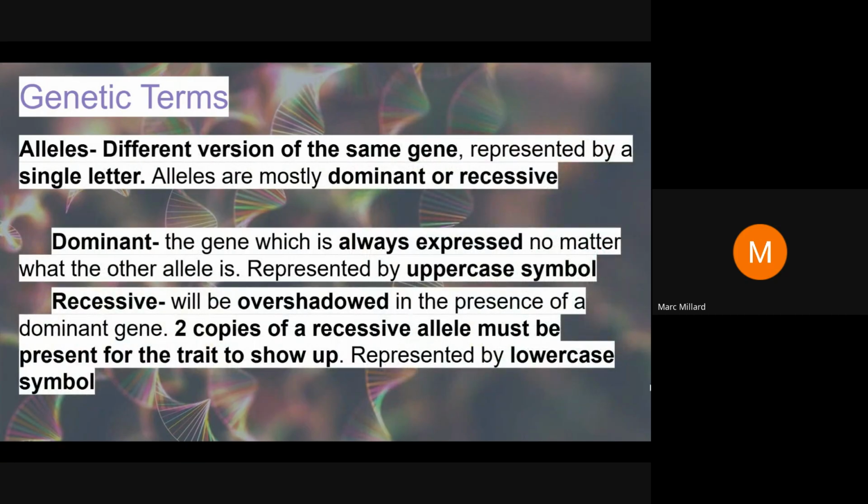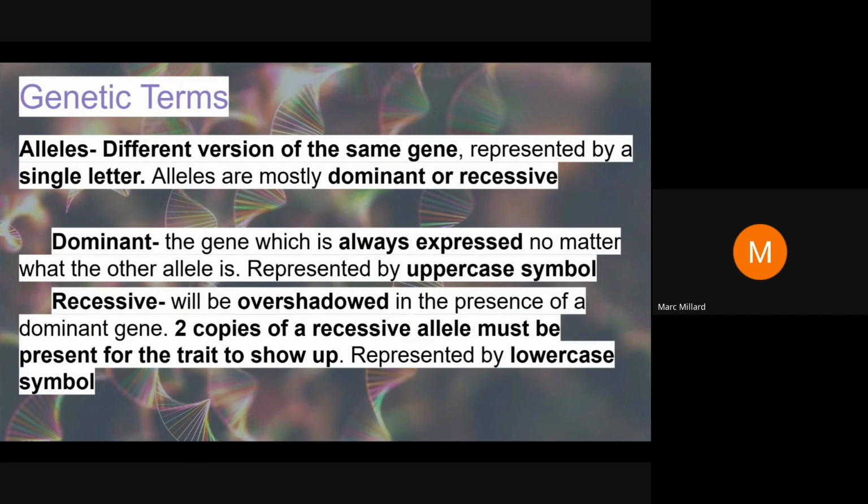Another genetic term, and this one you'll see a lot, is called allele or alleles. These are different versions of the same gene represented by a single letter. We use letters to represent alleles. Alleles are mostly dominant or recessive. What I mean by different versions of the gene, it'd be like if you had brown eyes versus blue eyes. Those would be two different alleles.